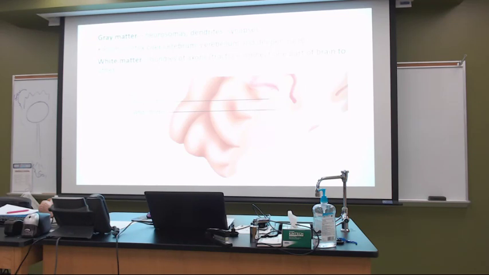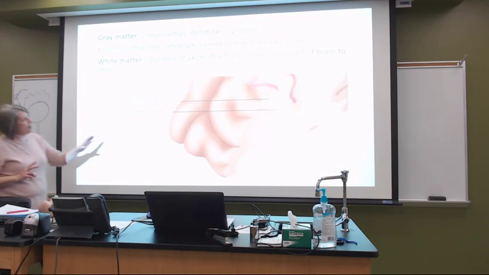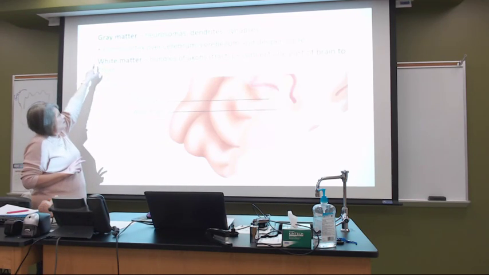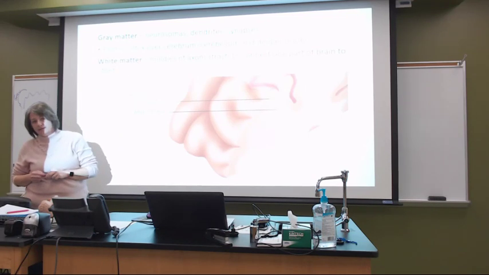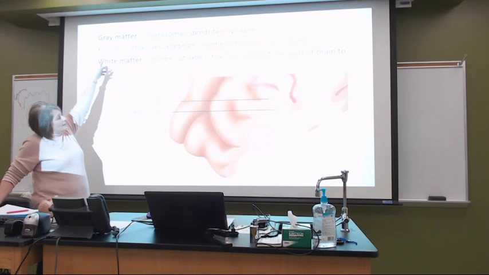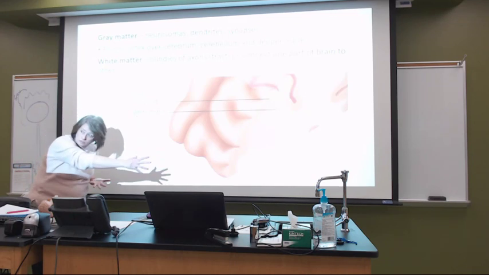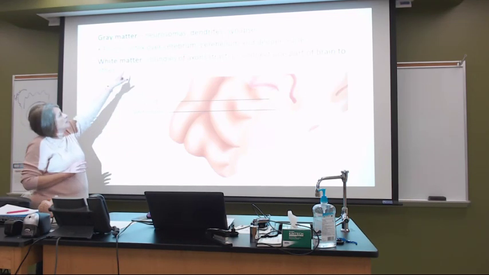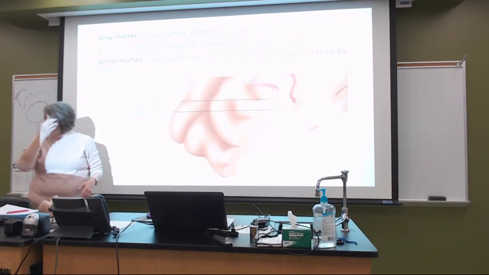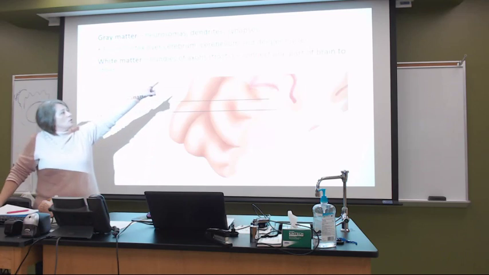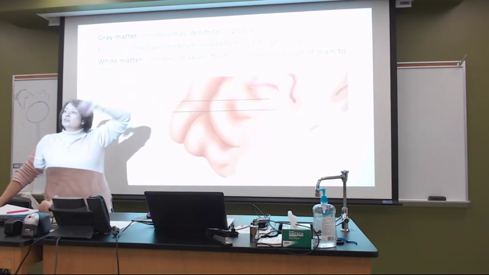So my gray matter, the nerve cell bodies, dendrites, synapses. When we're talking about the brain, this gray matter forms what's termed the cortex. So the cortex of the brain, it's this layer of the gray matter. It's over my cerebrum, my cerebellum, and then deeper within the brain, we're going to have areas of nuclei.